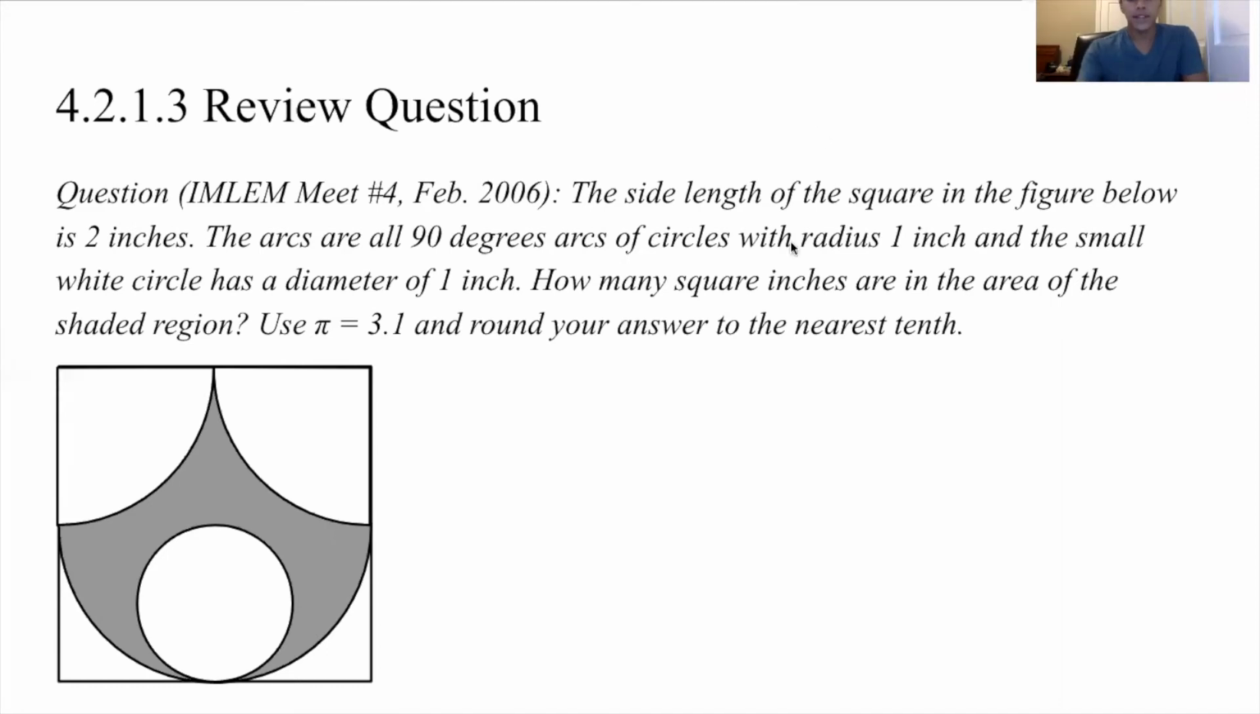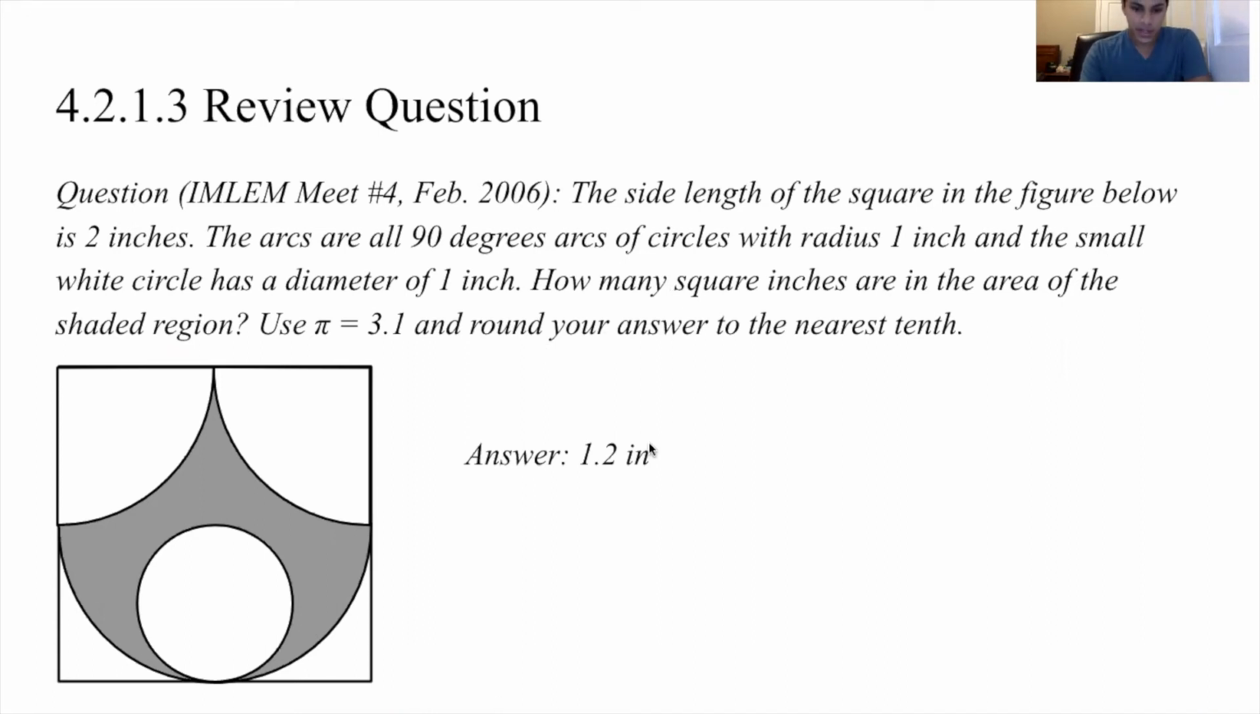So the correct answer to this question was 1.2 inches. The question says the side length of a square in the figure below is 2 inches. The arcs are all 90 degrees arcs of circles with a radius of 1 inch, and the small white circle has a diameter of 1 inch. How many square inches are in the area of the shaded region? Use pi equals 3.1 and round your answer to the nearest tenth.